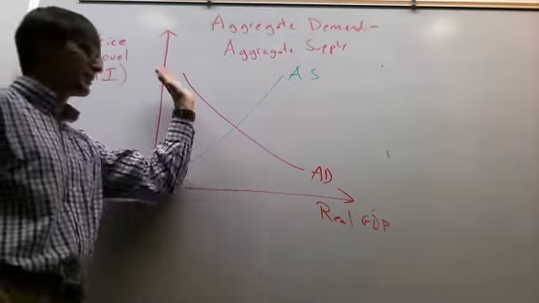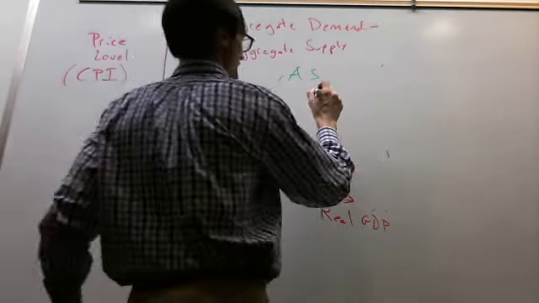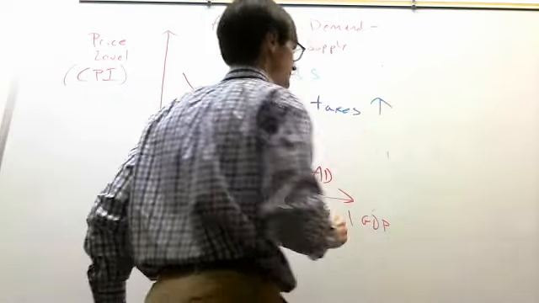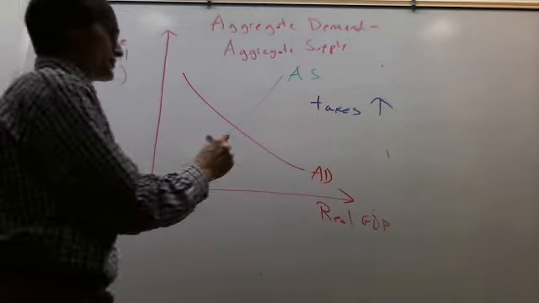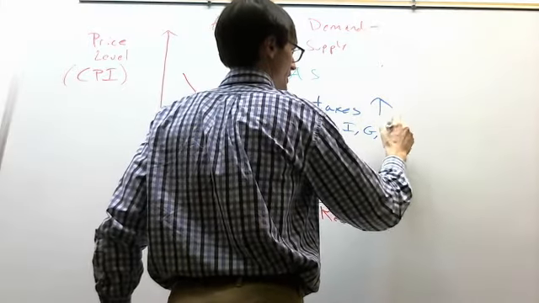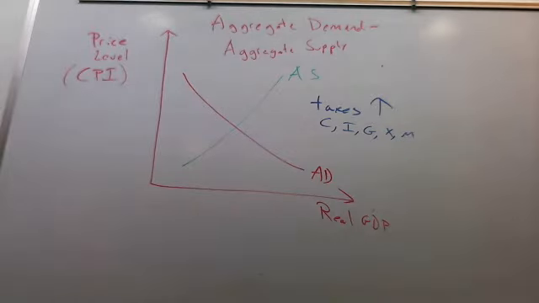So if we have an upward sloping supply curve and a downward sloping demand curve, and now let's say there's some sort of change in the economy. Specifically, let's say taxes increase. Right? This was our example before. So if taxes increase, which one of those factors, C, I, G, exports or imports, are going to be affected?